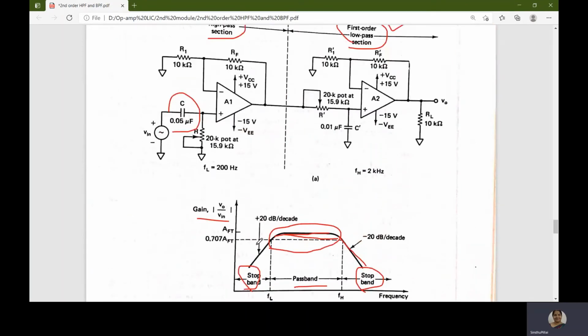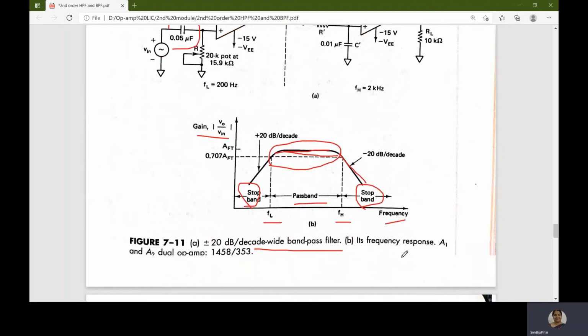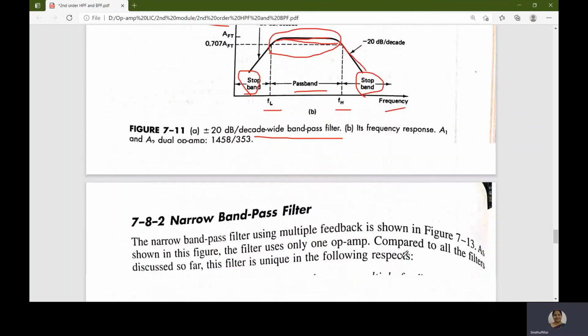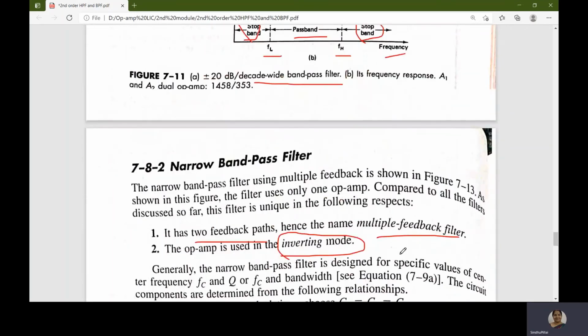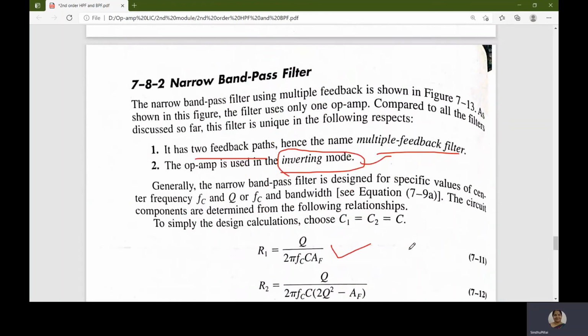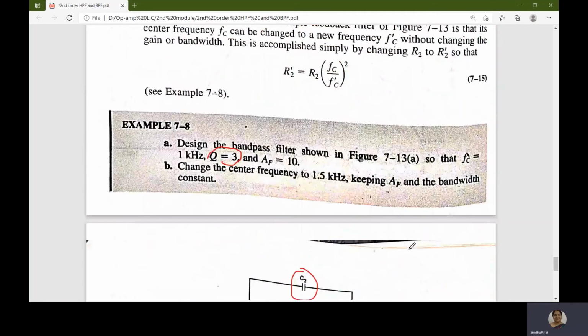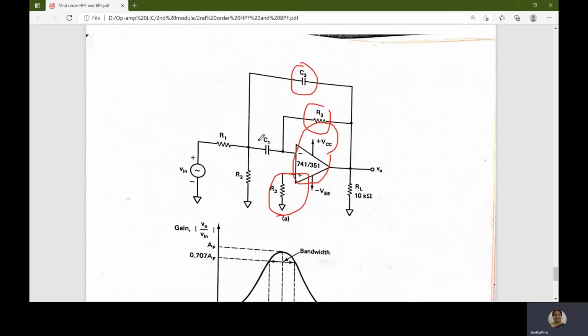We have seen it has two op amps and the frequency response is very wide. In the narrow band pass filter, the response is very narrow and it is designed with only one op amp. And one more important thing is that here the op amp is used in the inverting mode. Inverting mode means the input is given to the inverting terminal, and we have two feedbacks for the narrow band pass filter. We first will see the circuit. We have one resistor R3 which is taken as feedback, and one capacitor C2 also is taken as feedback, and we have only one op amp.